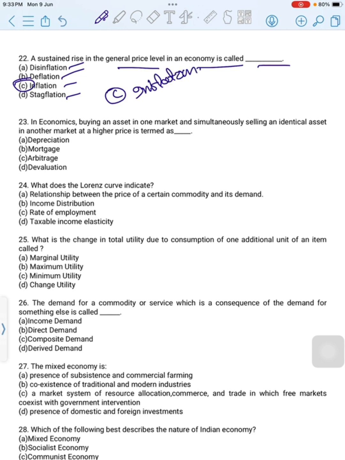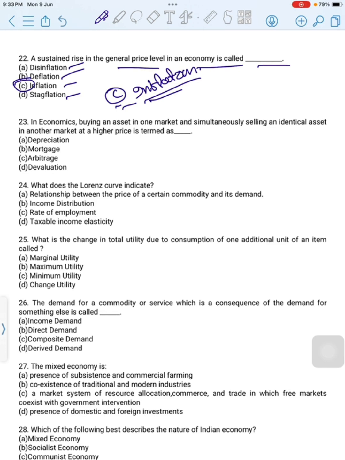Inflation refers to the state when the price of goods and services keeps on increasing. When the general price level rises, each unit of currency will buy fewer goods and services, finally decreasing the purchasing power of the currency. A sustained rise in the general price level in an economy is called inflation. Then the correct option is option C. Then move to the next question.